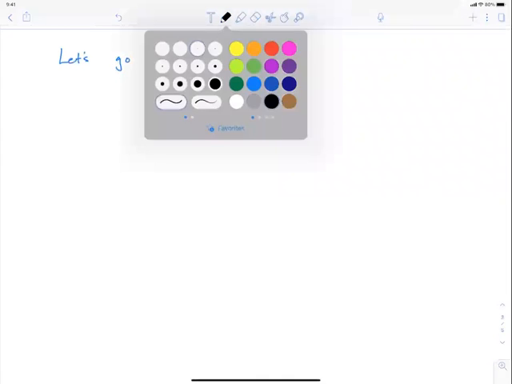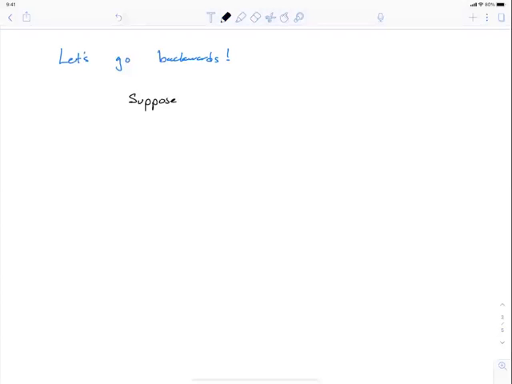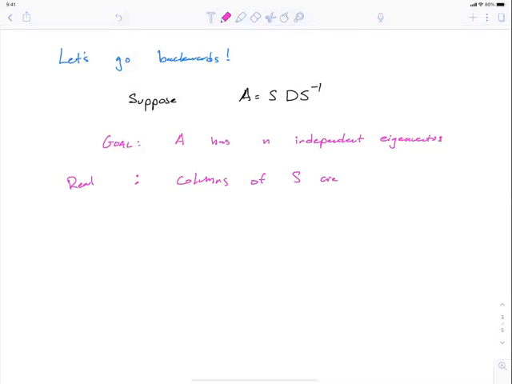So what we're going to do is suppose that A is equal to SDS inverse, and our top level goal is to show that A has n independent eigenvectors. But our real goal is going to be to show that the columns of S are eigenvectors.